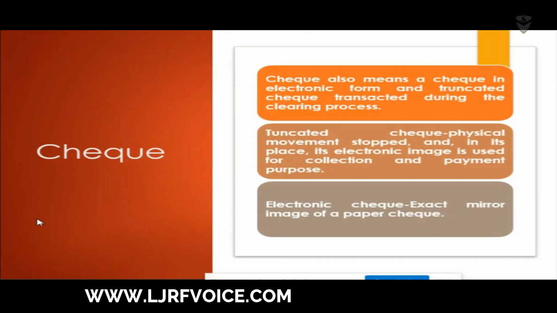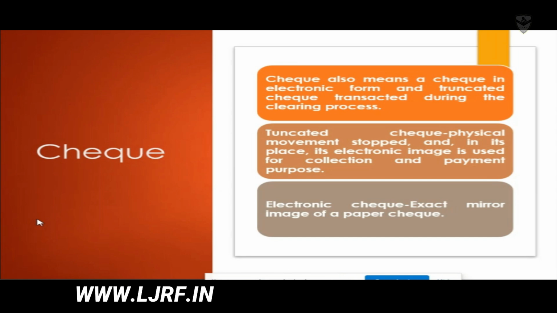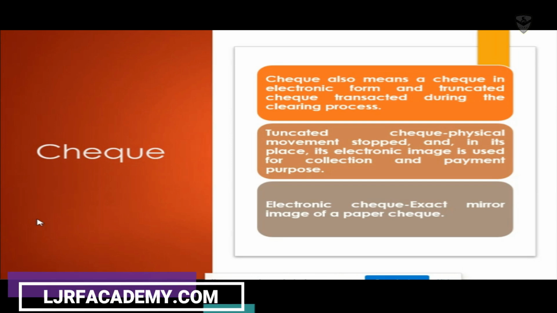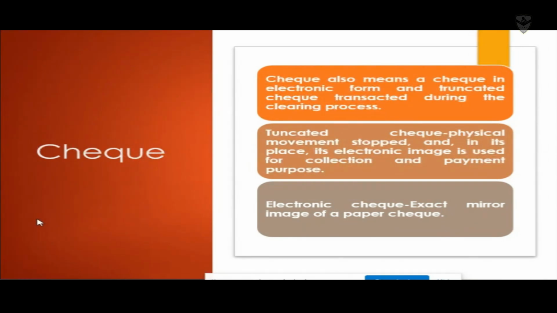So check also means a check in electronic form and truncated check transacted during the clearing process. Checks have an electronic payment system where the electronic image of the check is taken and sent for collection, and only electronically all these transactions are happening now. In case of a truncated check, the physical movement is stopped and in its place, its electronic image is used for collection and payment purposes.